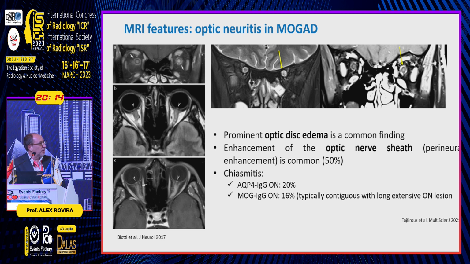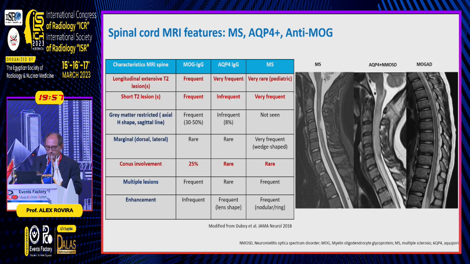And as I mentioned before, involvement of the chiasm is seen in up to 20% of patients with aquaporin 4, similar in MOG antibody disorders, but in this case, this optic chiasm involvement is usually associated with extensive lesions involving the optic nerve.